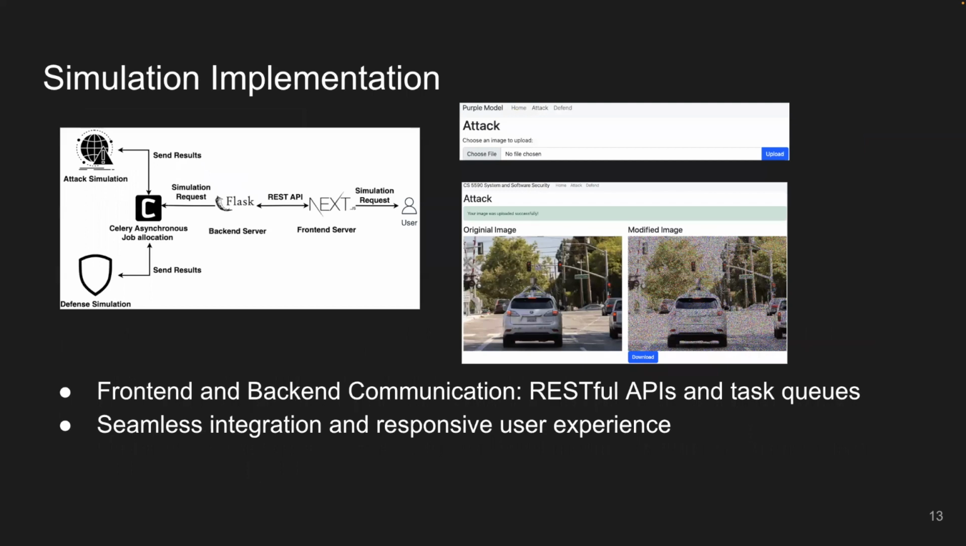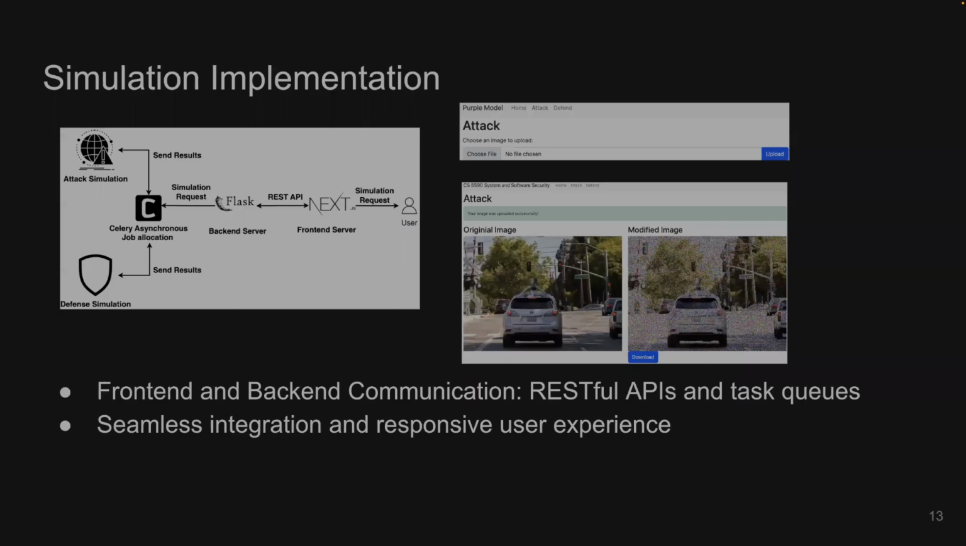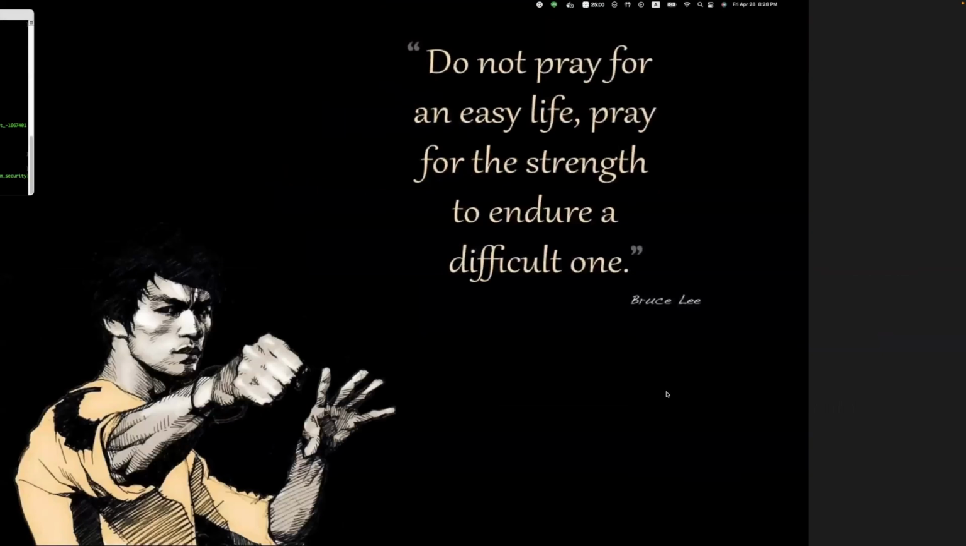So our system architecture is mainly focused on seamless front-end and back-end communication through the RESTful API and task queue, ensuring a responsive user experience. The review subpage allows users to compare the original and modified image. So the left-hand side is the total system architecture, showing how the data flow works from the user request to the backend job delegation and job allocation part. Okay, so let's go into the demo part.